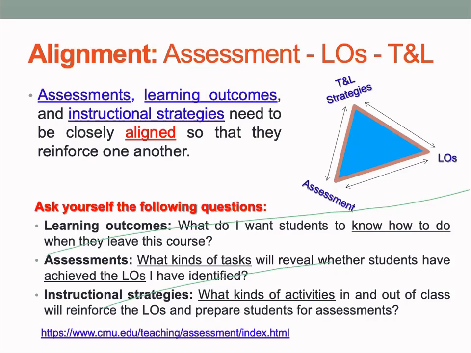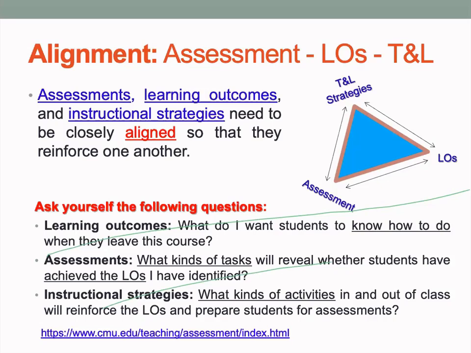Okay, and then in terms of assessment, when you already have identified the learning outcome, you have a learning outcome. So about the assessment, we have to ask ourselves what kind of task will reveal whether students have achieved this LO. So the LO that we define, identify for this course. And then how do we assess, what kind of task should we do to know that the student already achieved this LO.